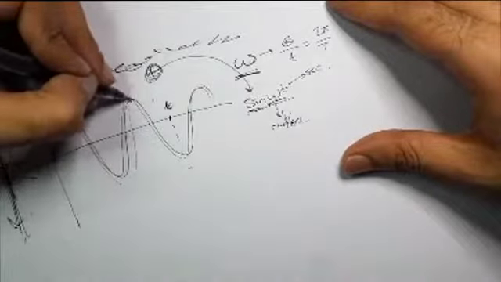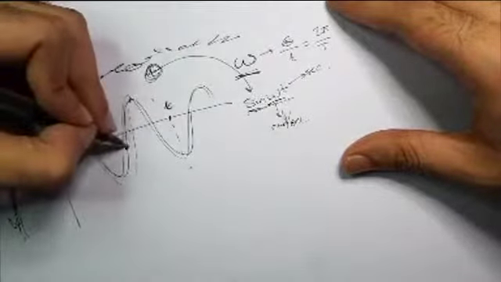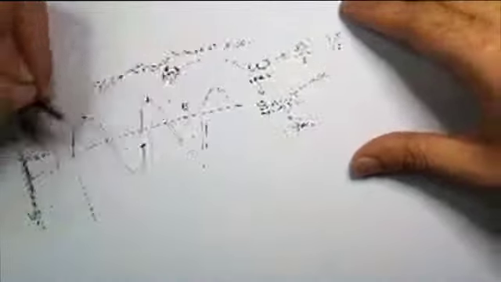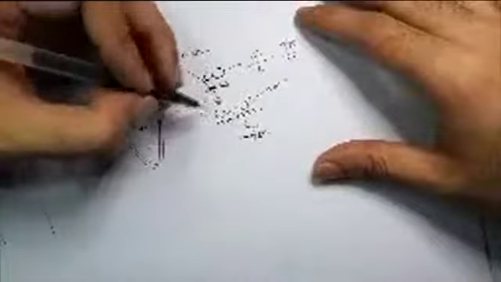At some other time, it might be up here. At some other time, it might be at some random point here, wherever it might be. So basically, this is what the sine omega t shows. However, there's a problem with this.